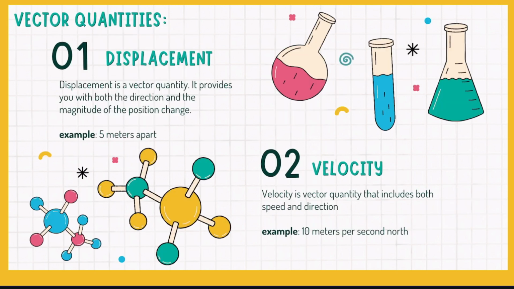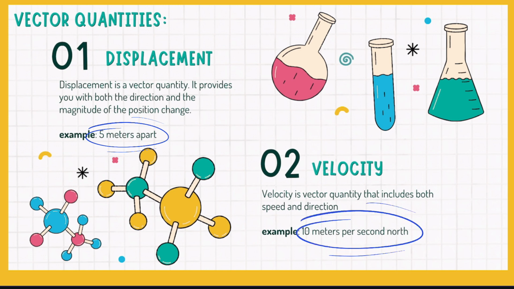Next is vector quantities. Displacement. Displacement is a vector quantity. It provides you with both the direction and the magnitude of the position and change. For example, 5 meters apart. Next is velocity. Velocity is a vector quantity that includes both speed and direction. For example, 10 meters per second north.